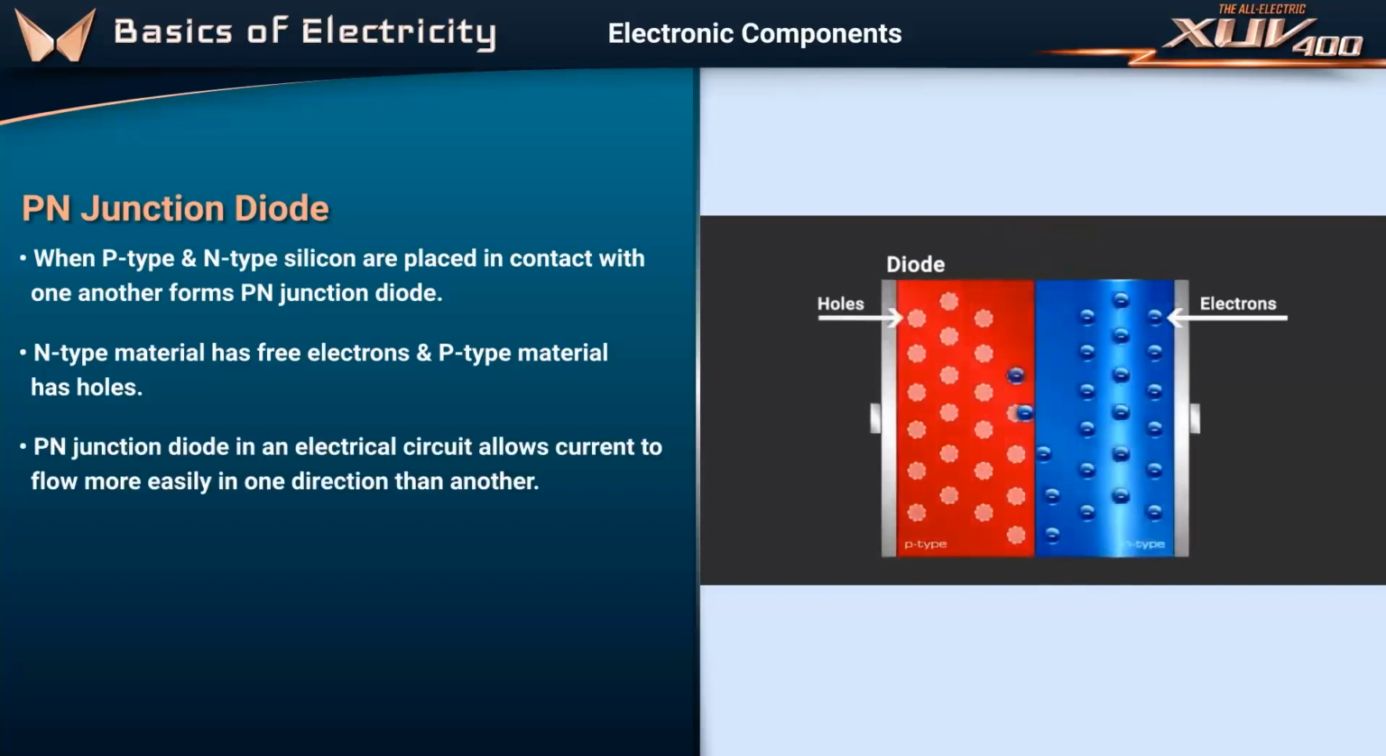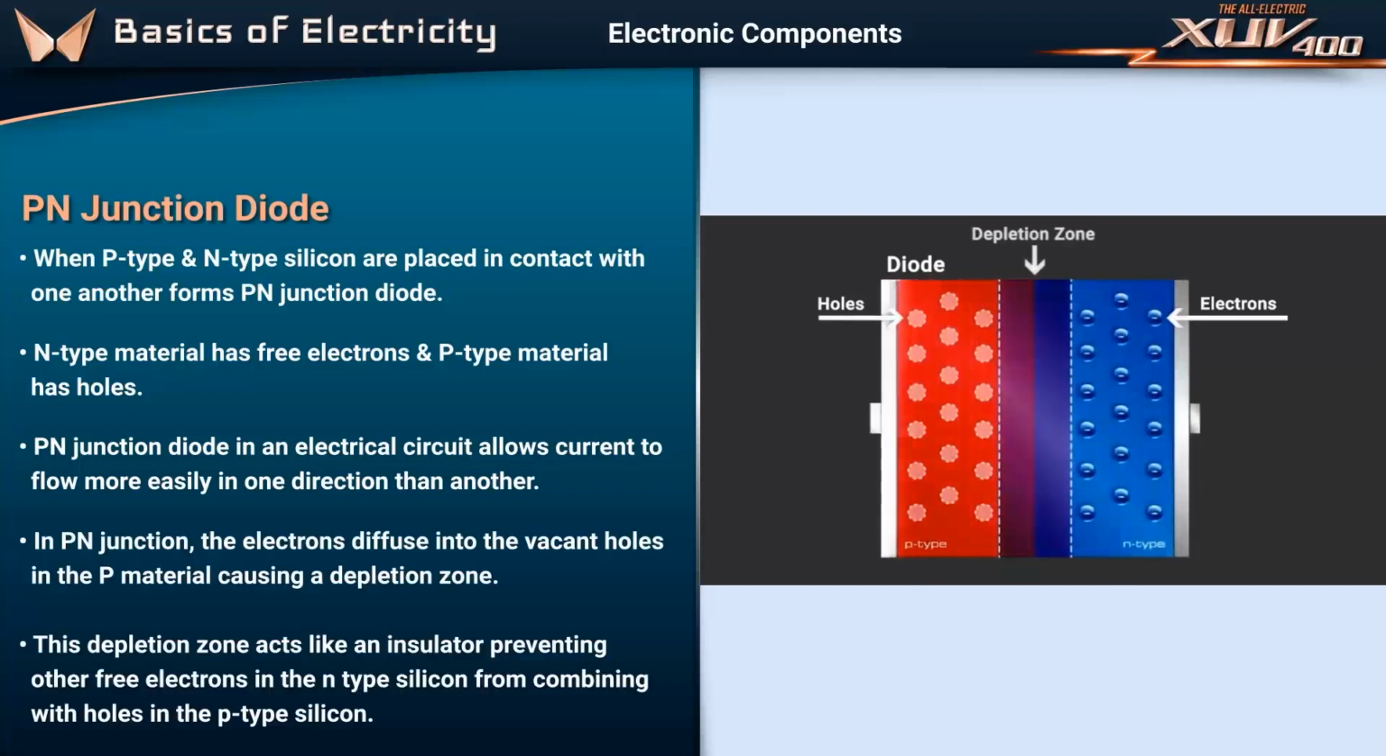PN junction diode in an electrical circuit allows current to flow more easily in one direction than another. In a PN junction, the electrons diffuse into the vacant holes in the P material, causing a depletion zone. This depletion zone acts like an insulator, preventing other free electrons in the N-type silicon from combining with holes in the P-type silicon.